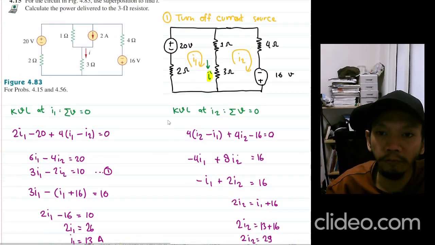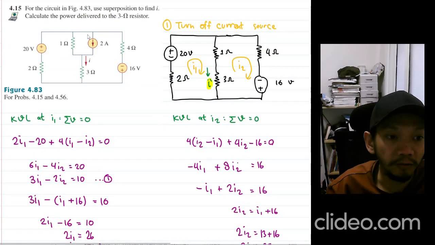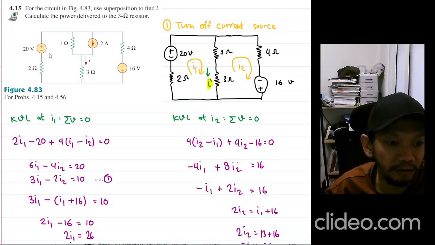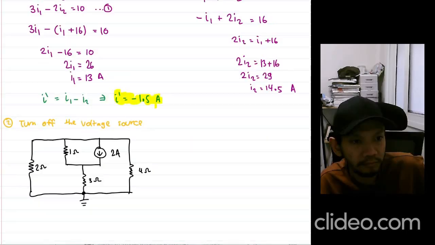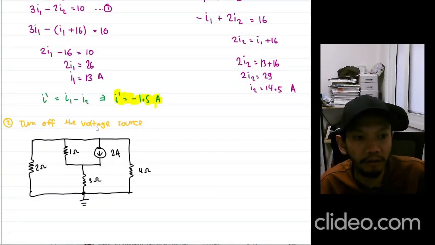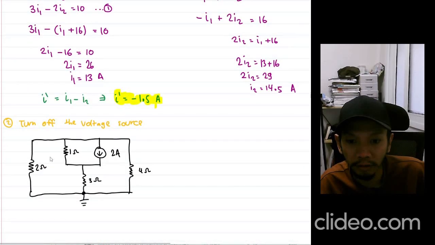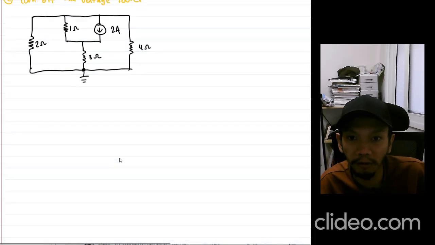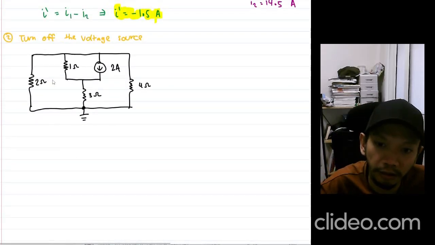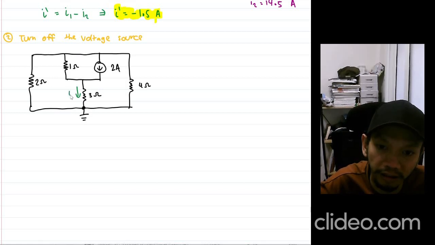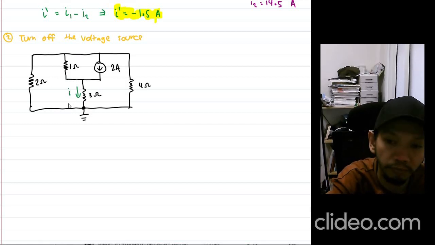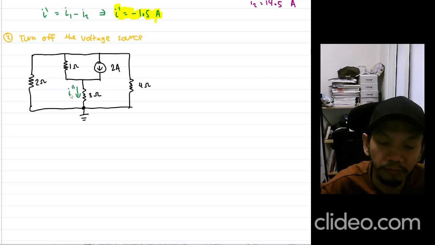We still need to find out the case where the current source is not turned off, but all the voltage sources are turned off. Let me draw the circuit first. Now we turn off the voltage sources, so we replace the 20 volt and 16 volt sources with short circuits. This is the result. Our goal from this circuit is to find the current here, which we name I double prime.